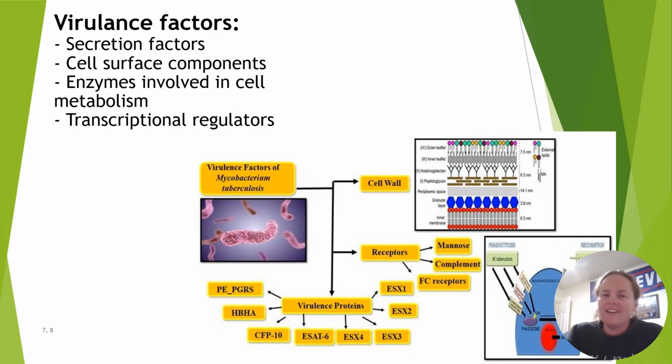This one, the virulence factors, is very scientific, with a lot of very big words. So basically, the broad breakdown of them would be the secretion factors, our cell surface components, enzymes that are involved in that metabolism, and the transcriptional regulators.